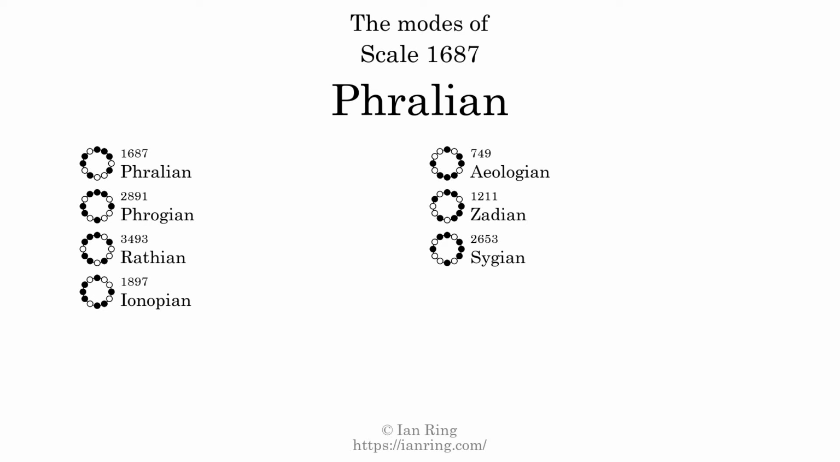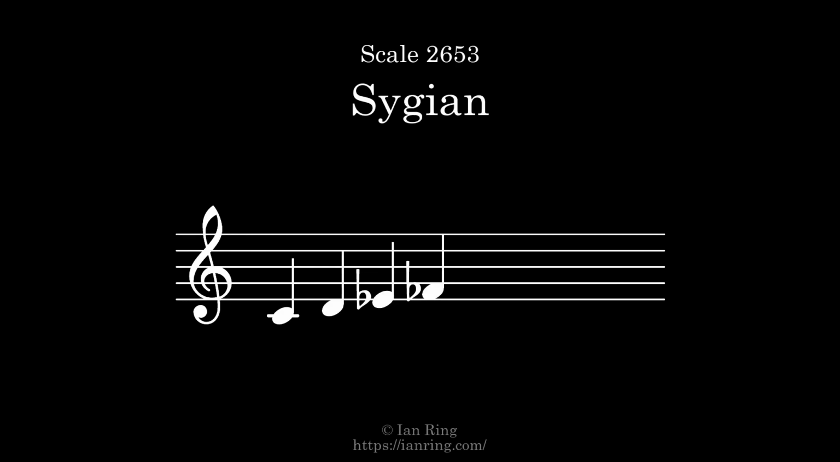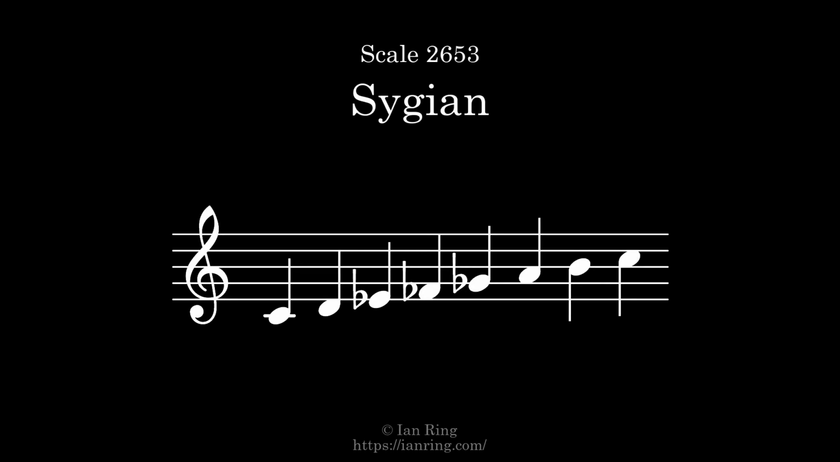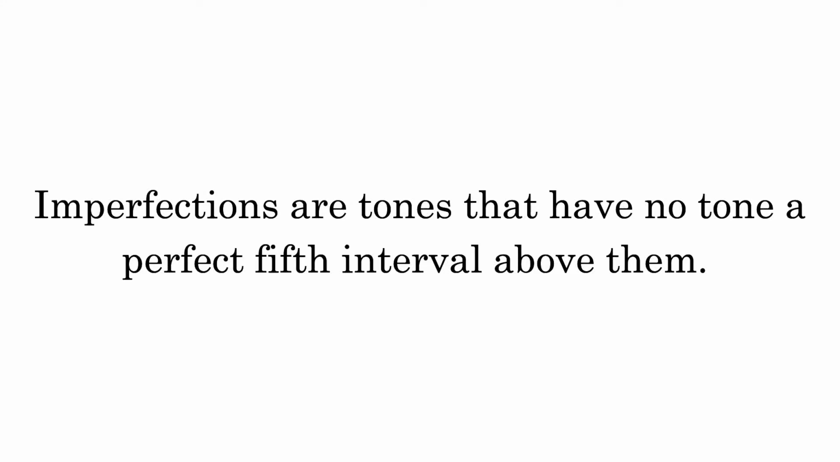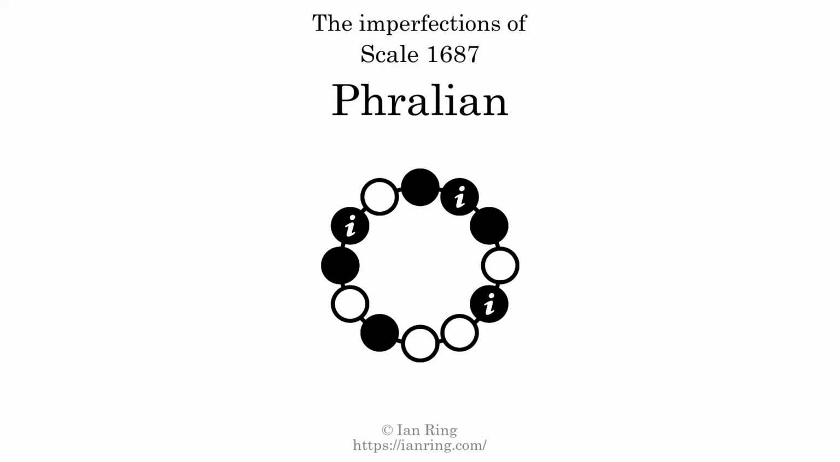The seventh and last mode is scale 2653, also known as Stygian. It sounds like this. Imperfections are tones that have no tone a perfect fifth interval above them. This scale has 3 imperfections. They are at positions here, here, and here.